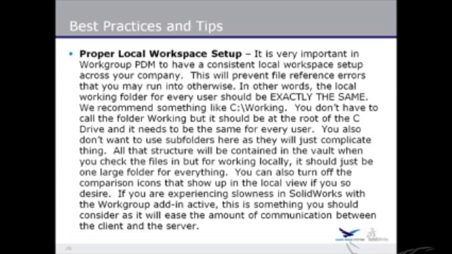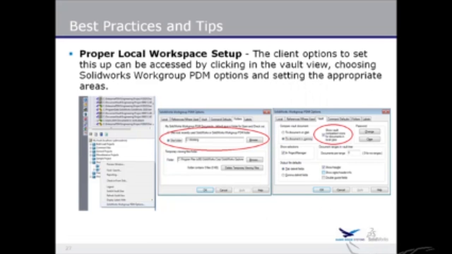The other thing that you can do on your local machines to help out is you can turn off those comparison icons. So through the PDMWorks user options, you're going to be able to change whether you see those icons or not. So over here on the next slide, I've got some screenshots. When you're in SOLIDWORKS, you can right-click in your Vault view, and you can choose SOLIDWORKS Workgroup PDM options. Then if you click on the Folders tab, it will allow you to set where you want your folder to be. By the way, the default option is use the most recently used SOLIDWORKS folder.